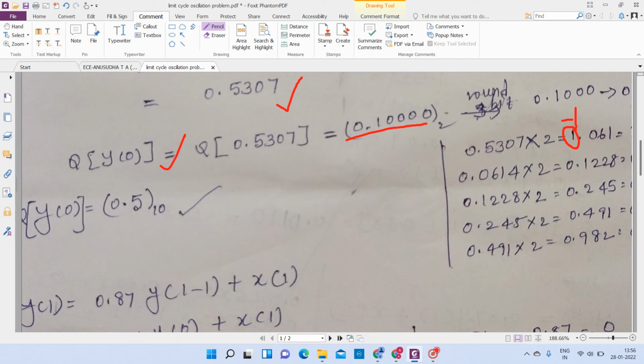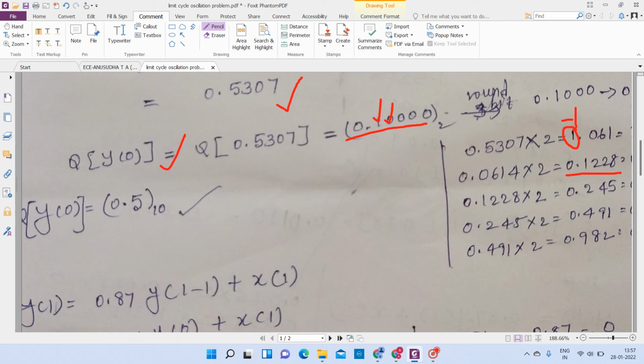Again you multiply by 2, you will get 0.122. That second binary bit is 0. This is our first binary bit, this is our second binary bit. Likewise you have to find the remaining values. How many do we have to find? You have to find up to 4 bits.